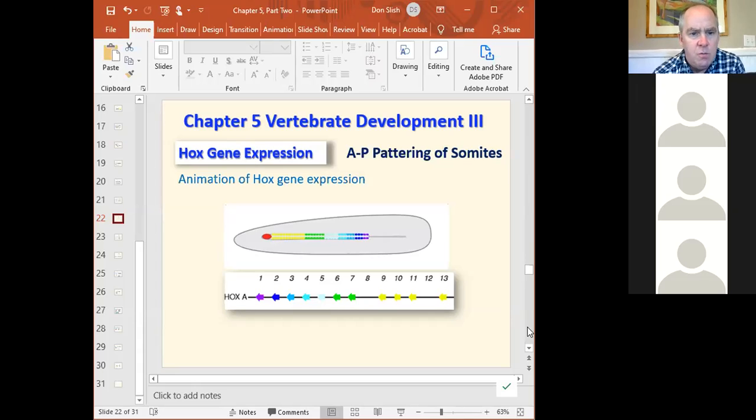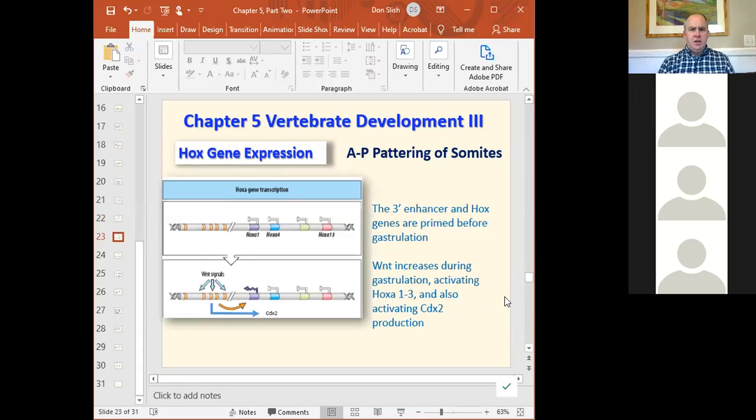Okay, so slide 23 then, we're talking about how that happens. If you remember, we've got a lot of Wnt signaling going on at this point. The node is releasing Wnt. I believe all the cells that are in that primitive streak are releasing FGF and Wnt. So if you look at the gene for a Hox cluster, at the 3' end of that gene, there's a, okay, hang on.